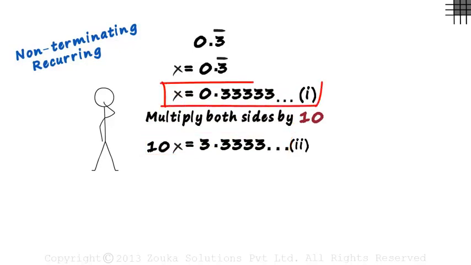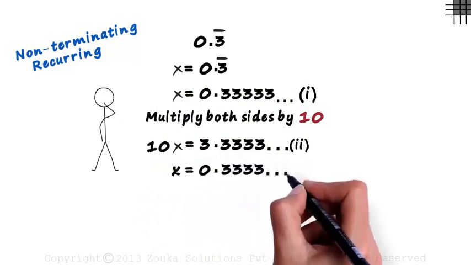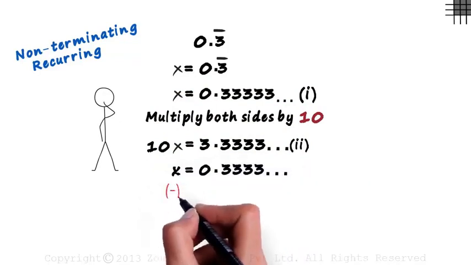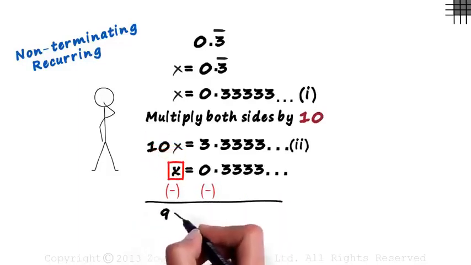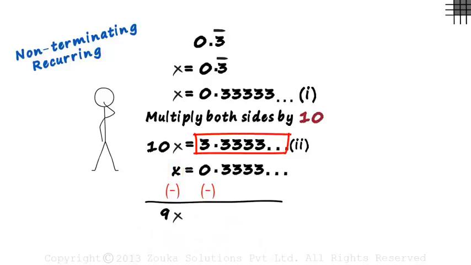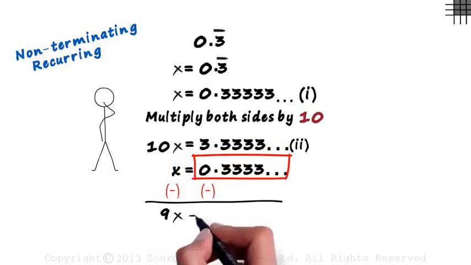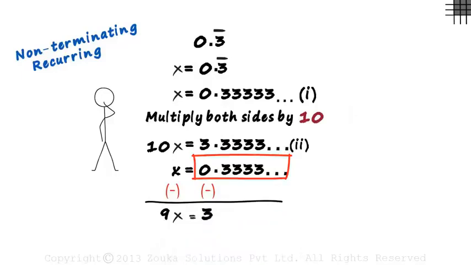So let's write the first equation here. x equals 0.3333 and so on. We subtract the left-hand sides and the right-hand sides. 10x minus x gives us 9x, and 3.3333 minus 0.3333 gives us 3. We finally managed to eliminate the recurring decimal. We have just 3 on the right-hand side now.